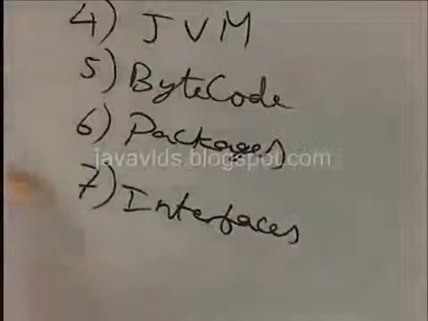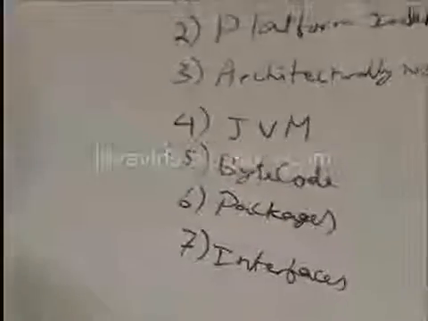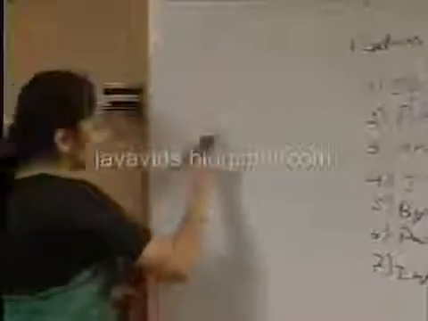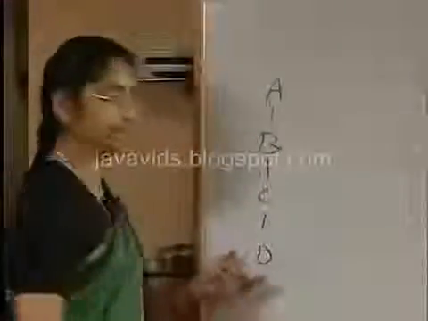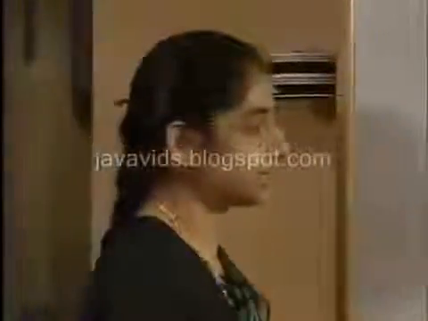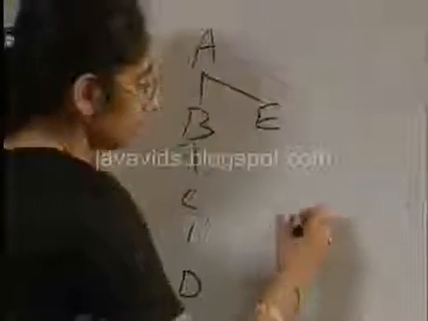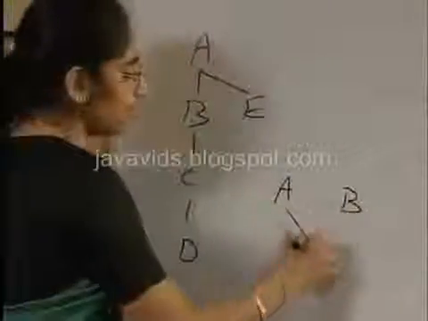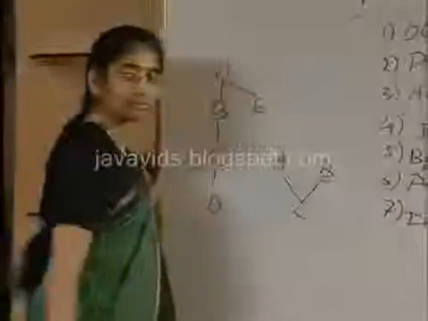Now we need to remember here in Java, we have single multi-level inheritance. In other words, you can have class A. From class A you can derive class B, class C, class D, likewise. So it's multi-level single inheritance. But we cannot have multiple inheritance. For example, I cannot have A and B both being parent to C. This is not allowed in Java.